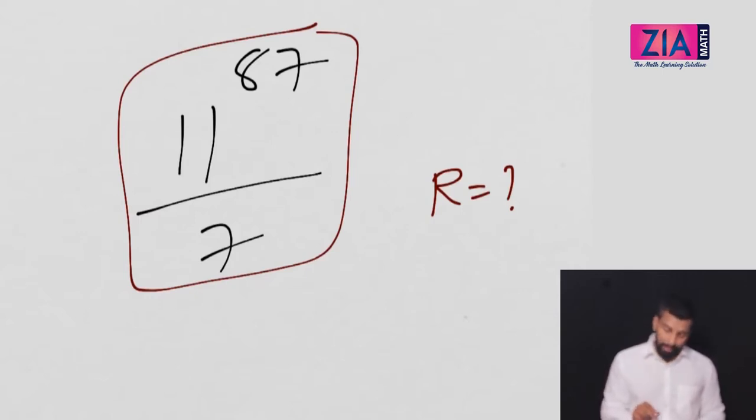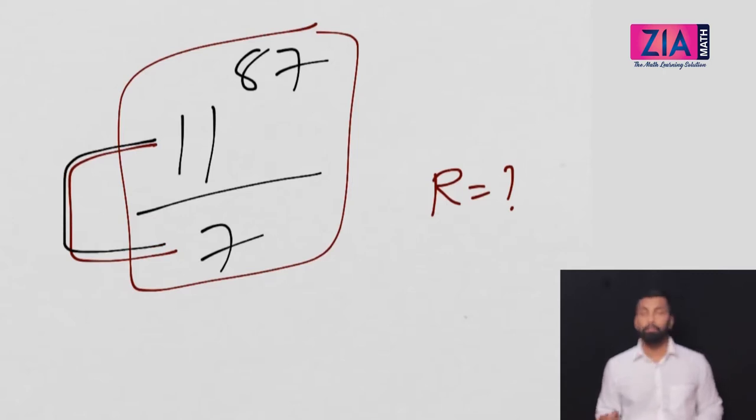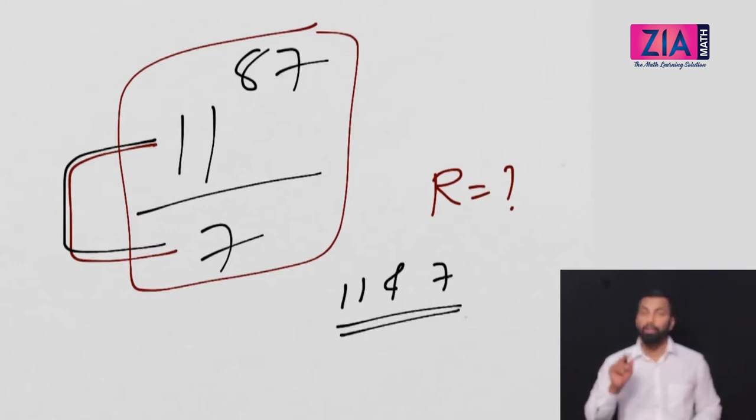Now if you look at this, these two are coprime numbers. Now what do you mean by coprime numbers? Coprime numbers means these two numbers, that is 11 and 7, don't have any common factors other than 1. What does it mean? In another way I can say that their HCF is 1. That means no other common factor except 1.